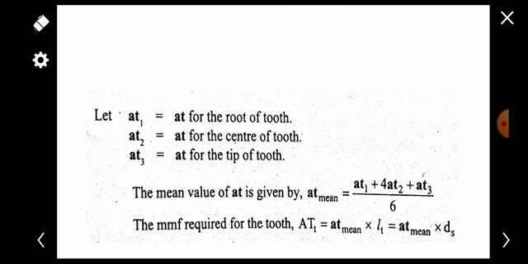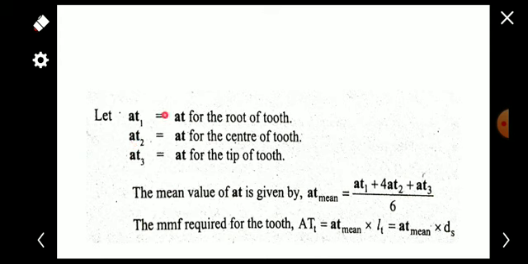The three ATs corresponding to the three points are: one is the AT for the root of the tooth, one is at the center, and one is at the tip. The mean value is found using this equation. At these three points the area will be different. So we are using this equation to find the AT mean, and using this AT mean we are finding the total AT, that is AT mean into LT, the total length of the tooth, or AT mean into DS, the depth of the slot. So this is the MMF for the tooth using the three ordinate method.